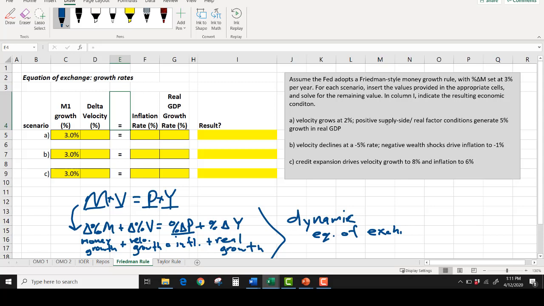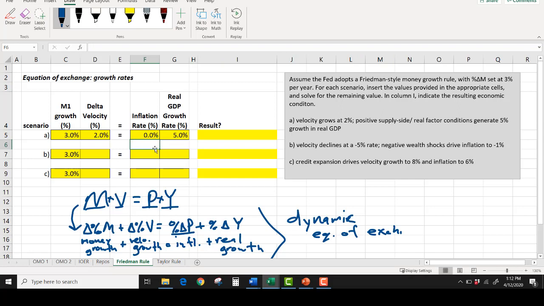So let's run with a scenario, and then we'll see how we want to think about it. Velocity grows at 2%. Positive supply side slash real factor conditions generate 5% real growth in GDP. Okay, so now we want to derive what the inflation rate would have to be. Well, we have a total of 5% growth over here on the M times V side. We need a total of 5% growth over here on the real growth and inflation side, and all of that 5% is taken up by real growth, meaning what? There's nothing left for inflation, so inflation would have to equal 0%.